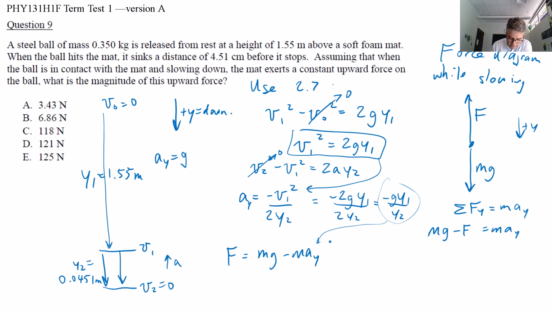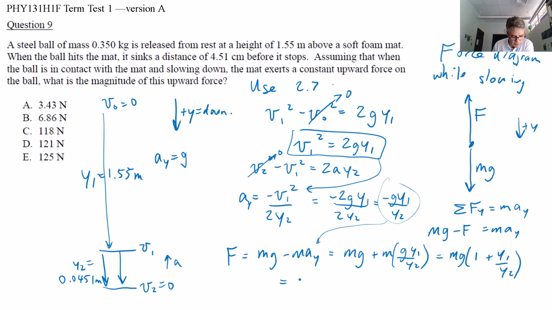So we can plug that into here. It's going to be the mass times g. And then minus a minus, you're going to end up with a plus of the mass times g times y1 over y2. And they both have mass in it, and they both have g, so it's mg times 1 plus y1 over y2.